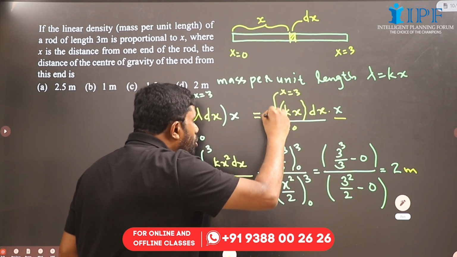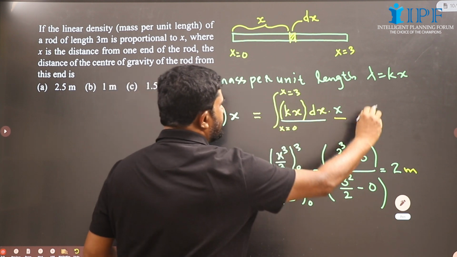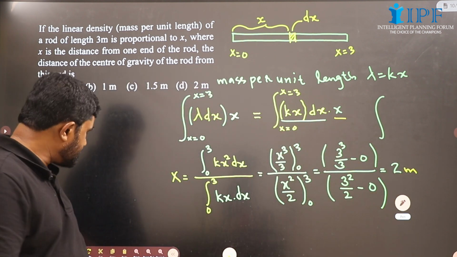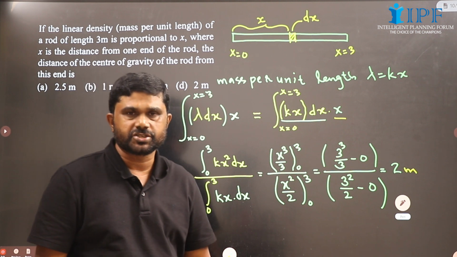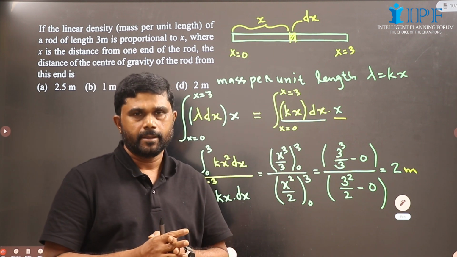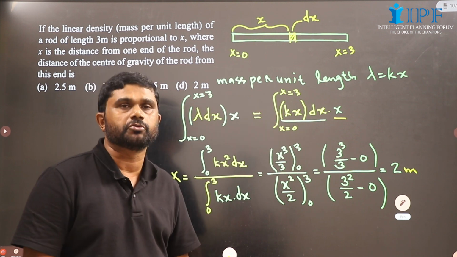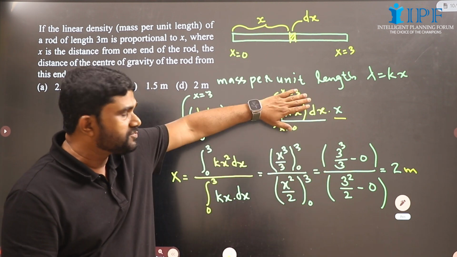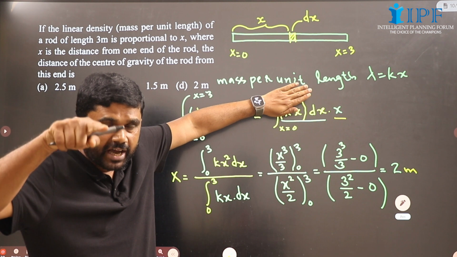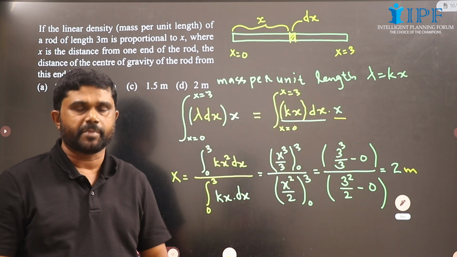See, this is an elongated S, and it stands for summation. Summation means continuous summation. This integral is to be evaluated from x equal to 0 to x equal to 3. So this stands for the numerator of that formula for the center of mass.